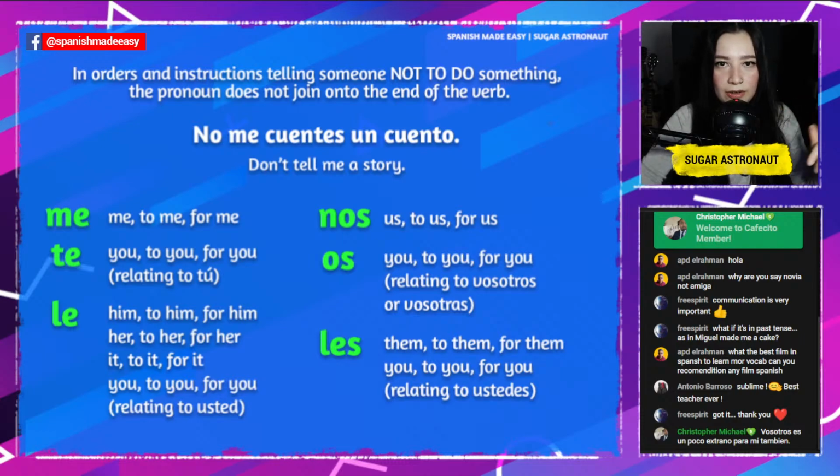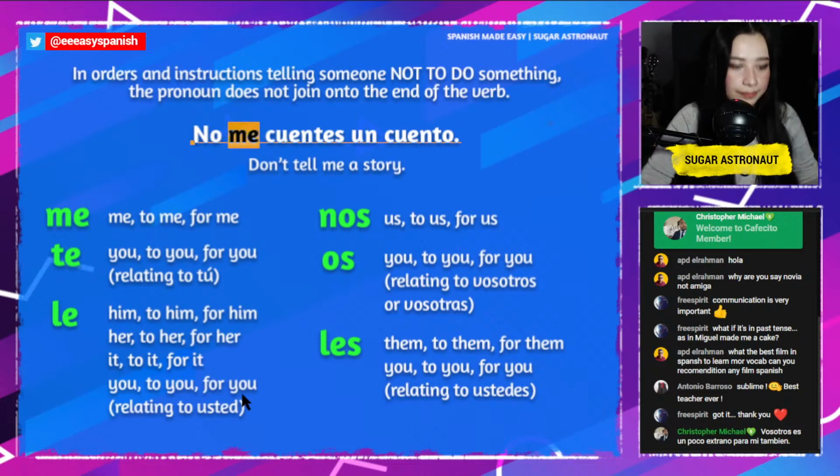Okay? I don't want to know your story. Don't tell me about it. So, no me cuentes un cuento means don't tell me a story. Okay? You don't want to know it. You don't want to hear it. So we placed the pronoun before the verb. Okay? You cannot make it one word in this situation.